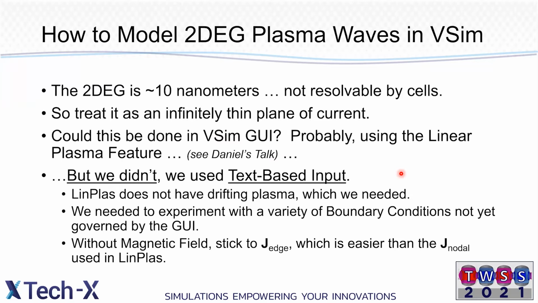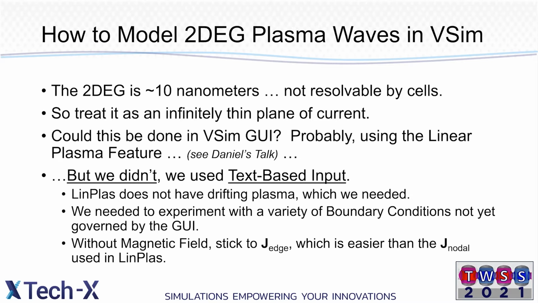Now, that is not what I have done. I am using text-based input, which is the old style. And typically for TWSS, I always give a text-based input talk. No different this year. Why didn't I use the GUI? Well, as I mentioned, we've got drifting plasma. And in the model that Daniel was talking about, there is no drift velocity. And we really need that for what we're doing here. We are also playing with boundary conditions, and they're not really well controlled by the GUI at this point yet either. And then the model in the GUI is designed really for magnetized plasmas. At the moment, we're doing an unmagnetized solid state device. That makes it a little easier to stick with the edge currents rather than the nodal currents used in that model. So those are three good reasons why we are doing text-based input.